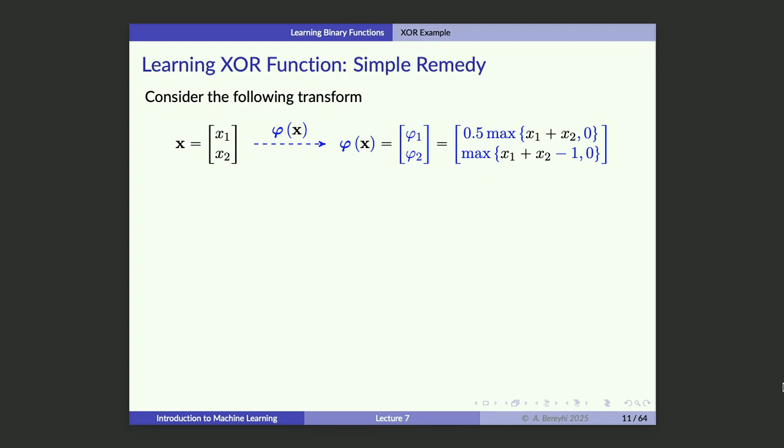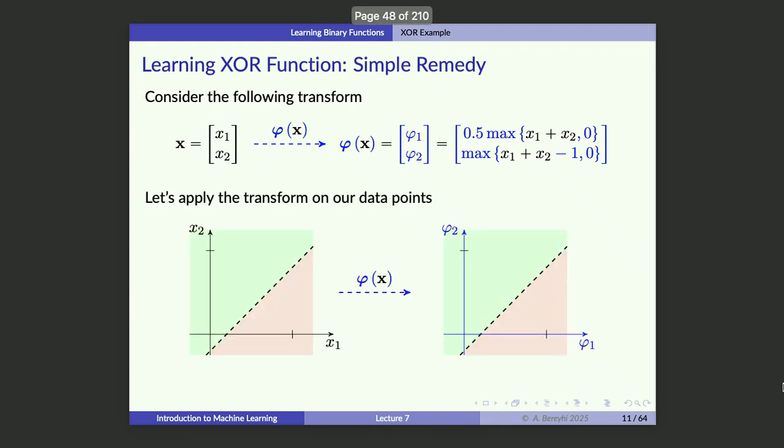So phi 1 is half the maximum of the sum of x's and 0, meaning that if the sum of x's is positive, then I'm going to put that one. If they are negative, then I'm going to put 0. Same thing for the second line, just I compute a different linear combination, okay? So this is the embedding that I'm giving you as a suggestion, okay? Now, let's try this embedding and see what's going to happen to the data points that we have.